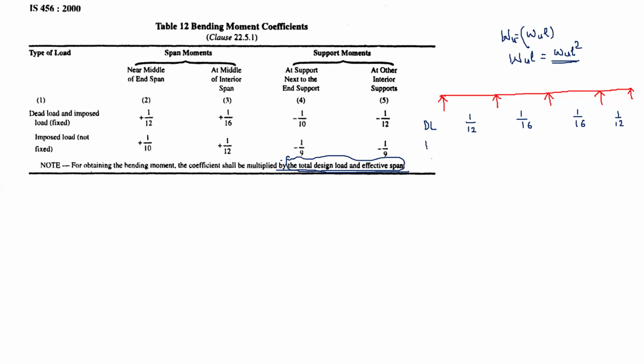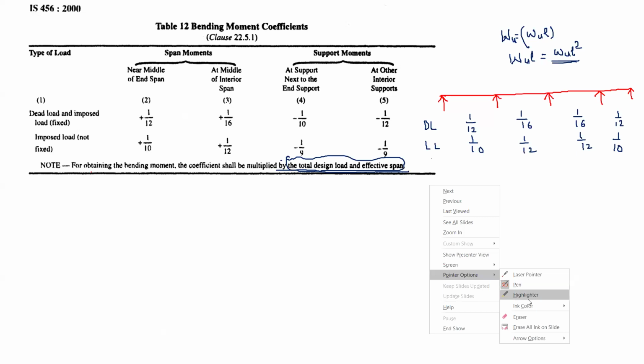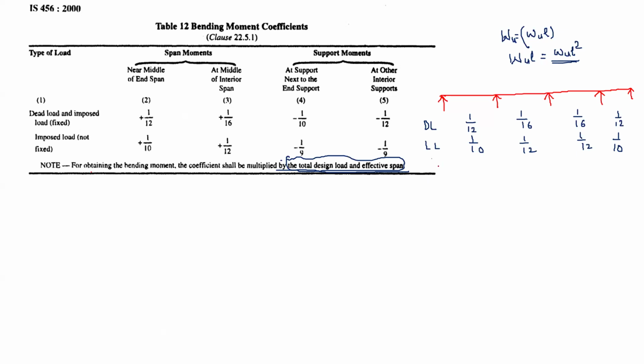Then due to live load, we have 1 by 10, 1 by 10, and inside 1 by 12, 1 by 12. These values we have for span moment. Now you go for support moments. The end support we are always assuming to be simple, so the moment we have for end support is 0.